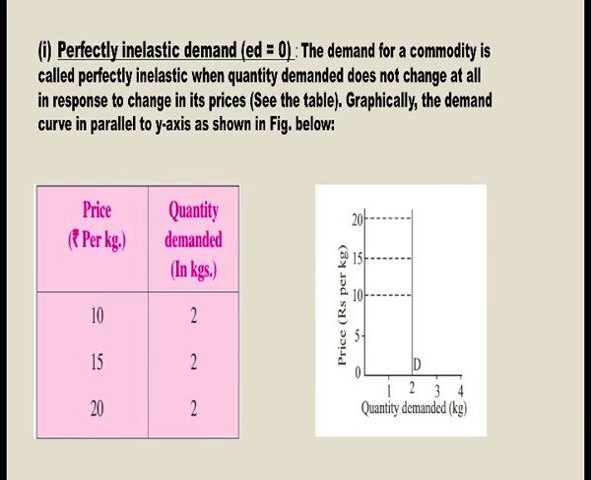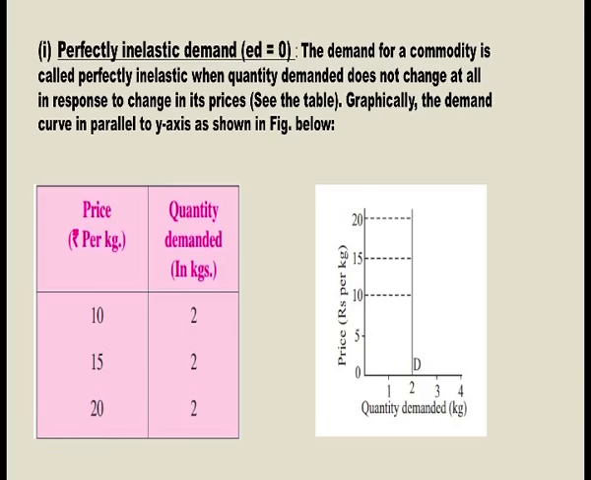The price may increase or decrease, but the quantity demanded remains the same. You can see the table also. The table shows that price per kilogram changes from 10 to 15 to 20, but the quantity demanded remains the same. So you can also see the demand curve. The demand curve is a straight line parallel to the y-axis. This shows the elasticity of demand is 0.